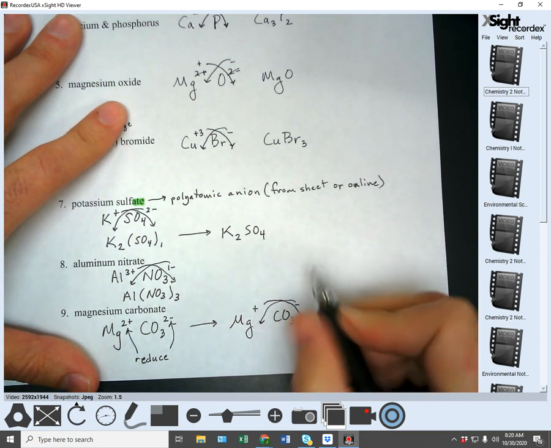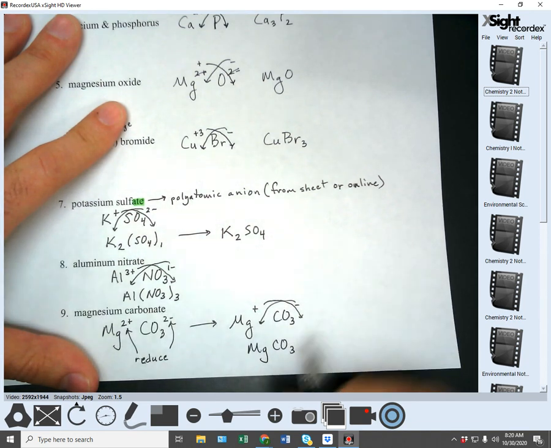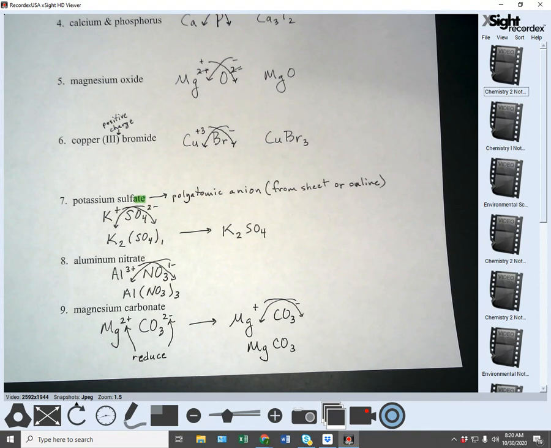Then they cross down. We end up with just MgCO3. No parentheses are needed because we're just bringing a 1 down onto the CO3. Right? Okay.